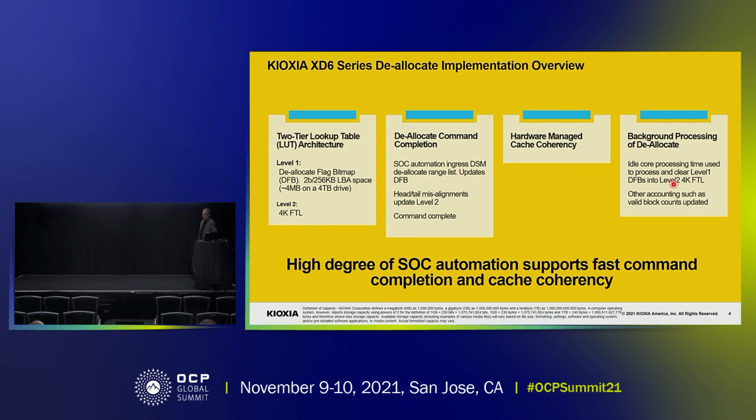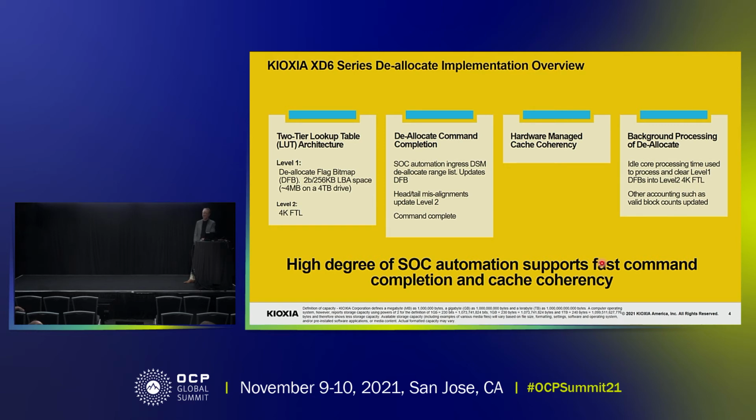So we would just take the level 1 DFBs and process them into the level 2 table at our leisure when we had some idle time. And then other accounting, such as block counts required for namespace utilization, would get processed as a background event during these idle times. So ultimately, with our high degree of automation, it allowed us fast command completion as well as the coherency that we were looking for.